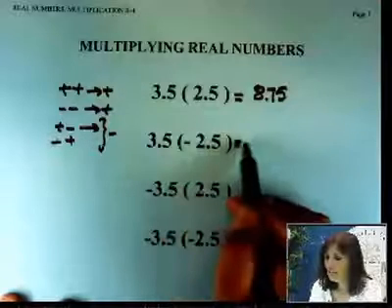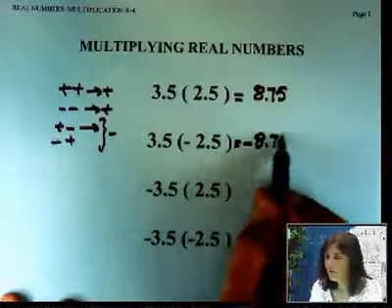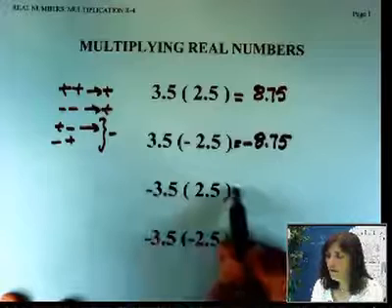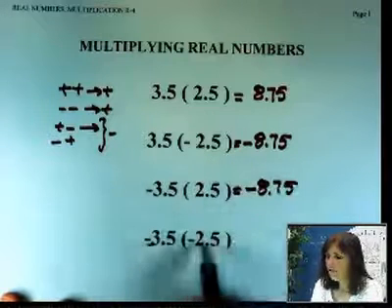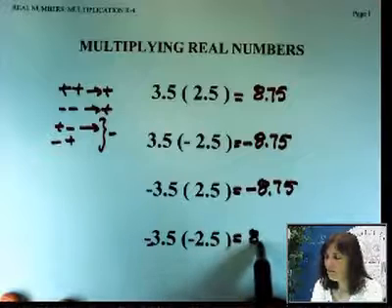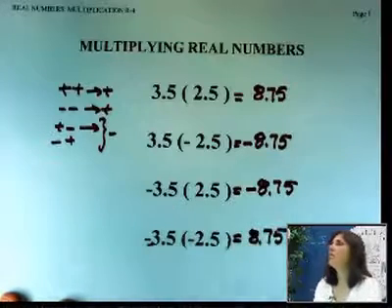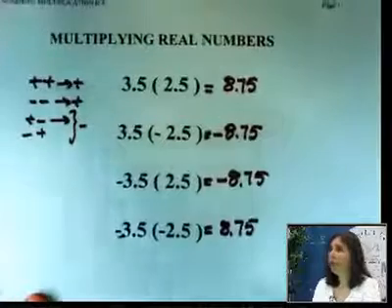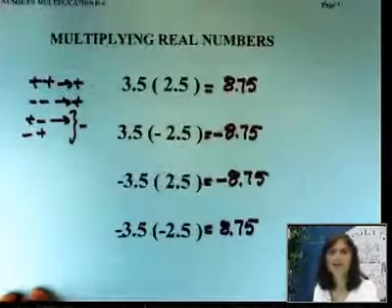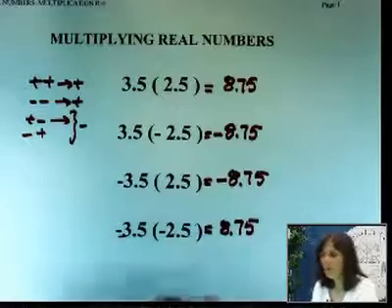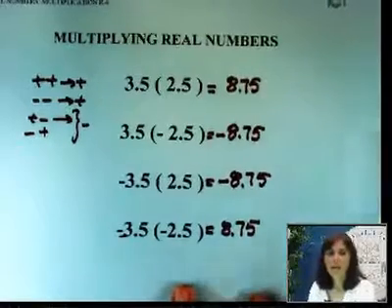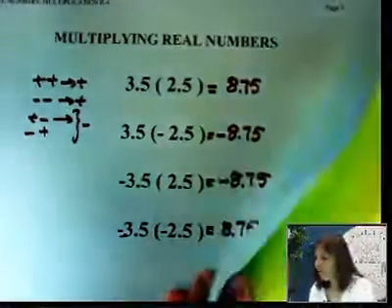Positive, negative, that's negative 8.75. How about negative, positive? That's negative. And two like ones is going to give me positive. So in other words, when the signs are alike, they're both the same, you get positive. If one is different, and this is again for two numbers, they're going to end up negative. All right.